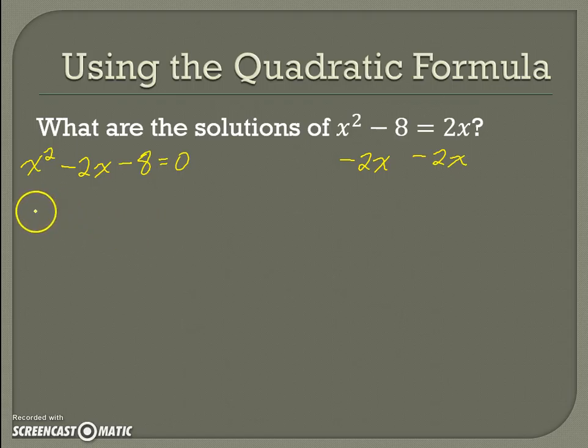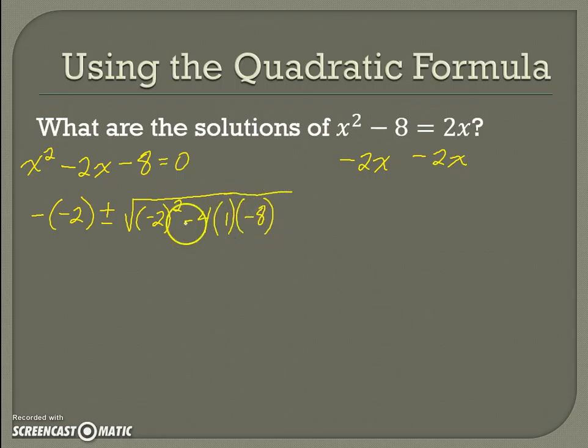First thing is negative b, so I'm going to have negative and then put my b value in parentheses, plus minus, and then I have this big long radical. I'm going to have b squared minus 4ac, which a in this case is 1, and c is negative 8. And then this whole thing gets divided by 2 times a. And that's nasty. But it's really not too bad. Let's go ahead and start doing some of this stuff.